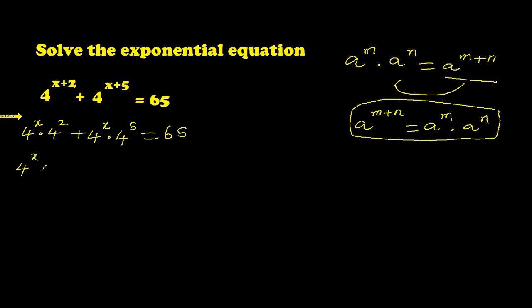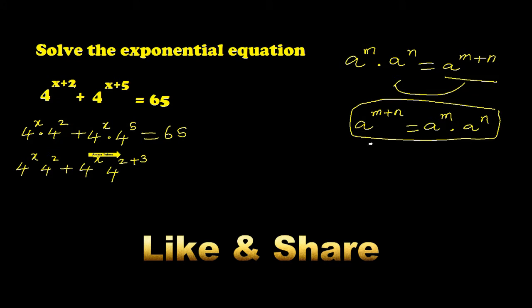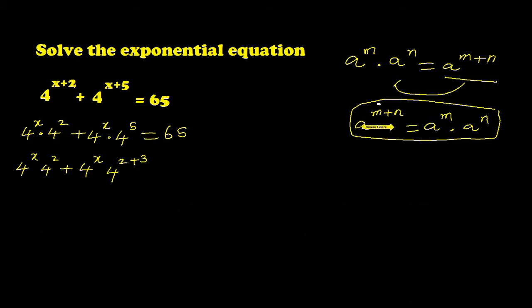Before that, I'll show you one more step. 4 power 5, I can write it as 2 plus 3. Correct? 4 to the power 2 plus 3 because 2 plus 3 is equal to 5. And now this again can be written using this property. a power m plus n can be written as a power m dot a power n. In the same manner, 4 power 2 plus 3 can be written as 4 squared dot 4 cubed.